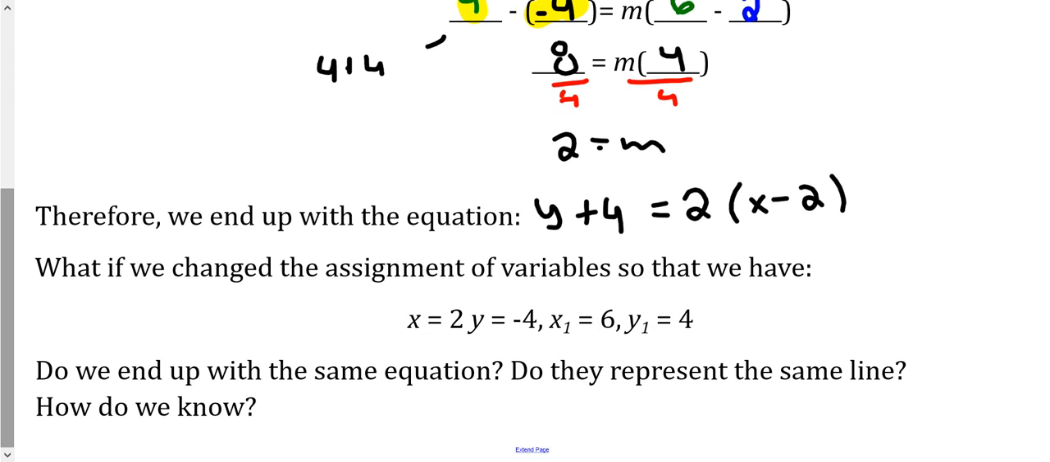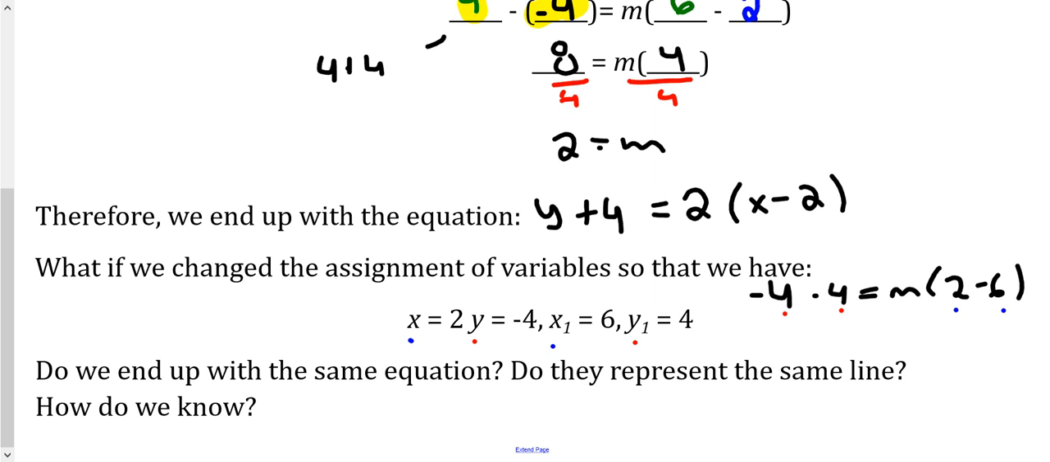If we tried to do it backwards, if we flipped it around, say I called point B my x and my y, and I called point A my x1 and my y1. Well, let's do it quickly. Let's say we had -4 minus 4 equals m, 2 minus 6. I'm doing y minus y1, so I subtract 4, and I'm doing x minus x1, so I'm putting the 2 first and then subtracting the 6.